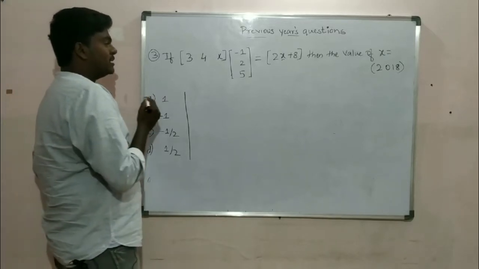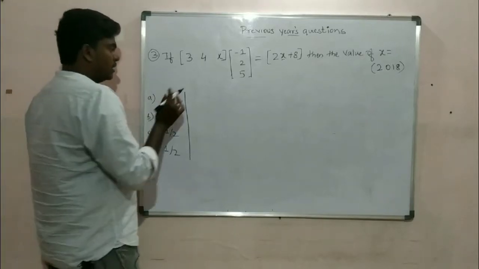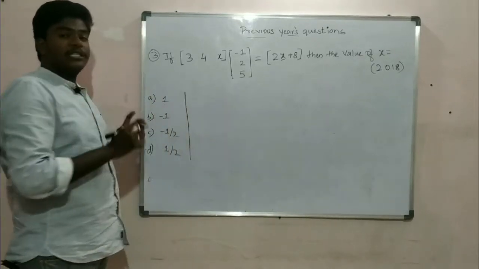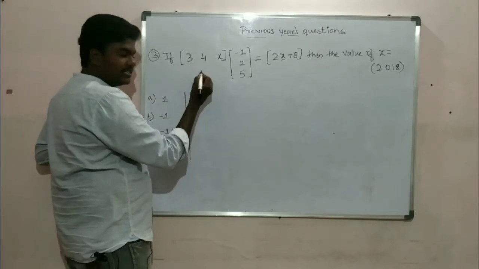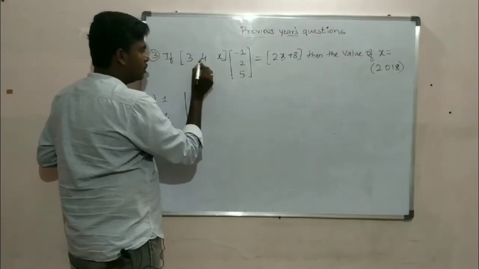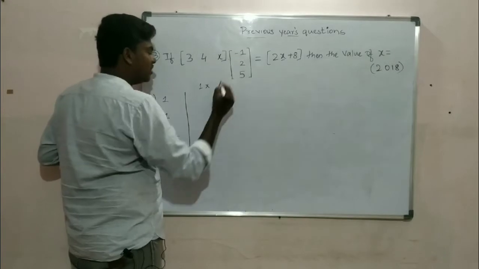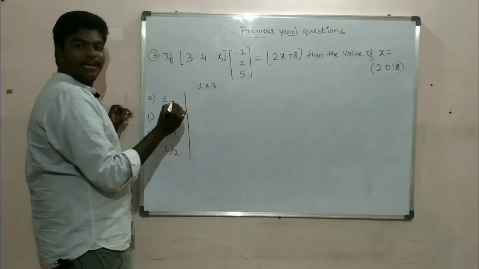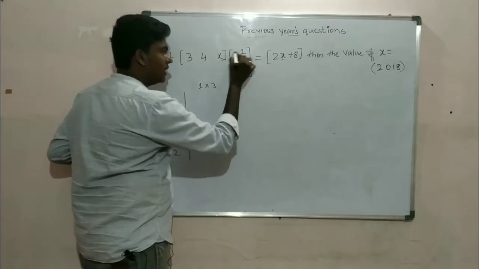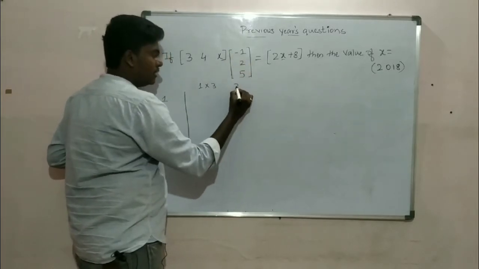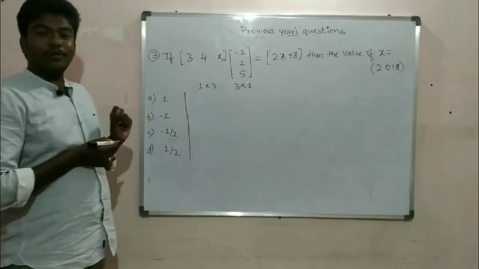Before multiplying any two matrices, I'd like to tell you we have to check whether it is possible or not. Here, the order of this matrix: how many rows? Only one row. How many columns? 3 columns, so 1 cross 3. Then the order of this matrix: 3 rows, so 1, 2 and 3. How many columns? 1 column, so 3 cross 1.